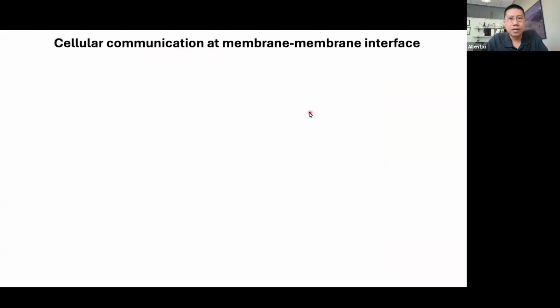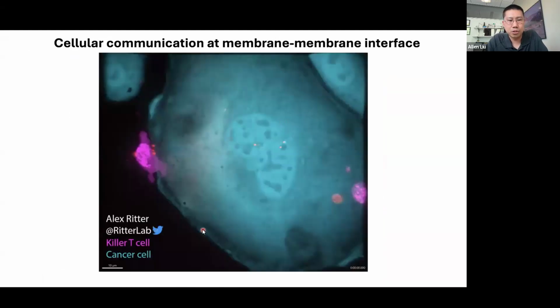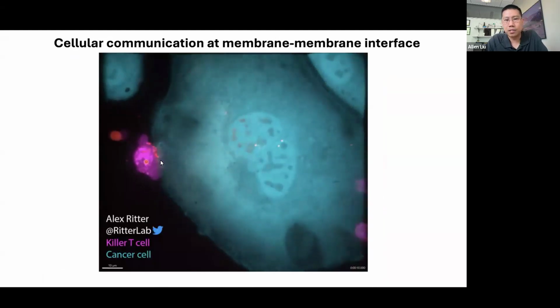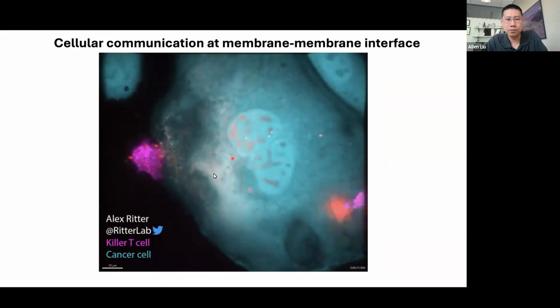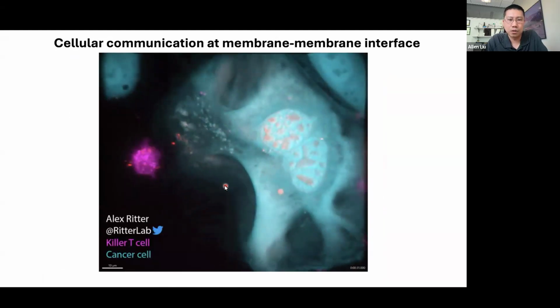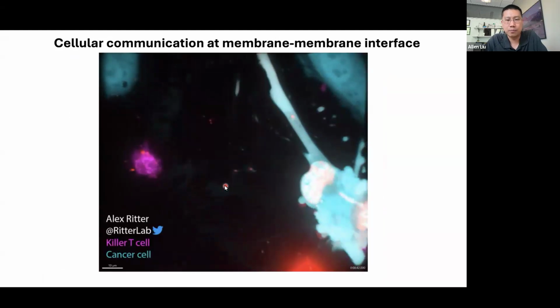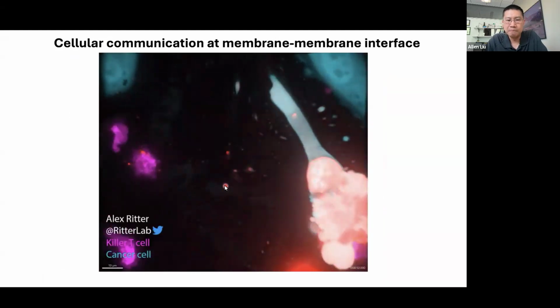The second video highlights the ability of cells to communicate at the membrane-membrane interface. This video shows a killer T cell that, when in contact with ovarian cancer cells, secretes some kind of toxin component and basically kills these cancer cells. This is a hallmark of biological systems: cells are able to communicate when they're in close contact.